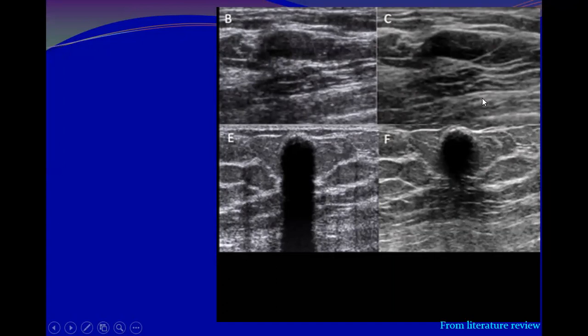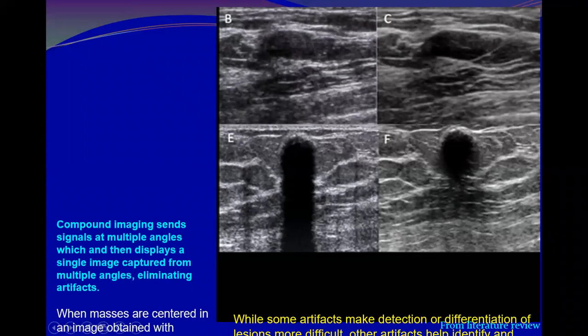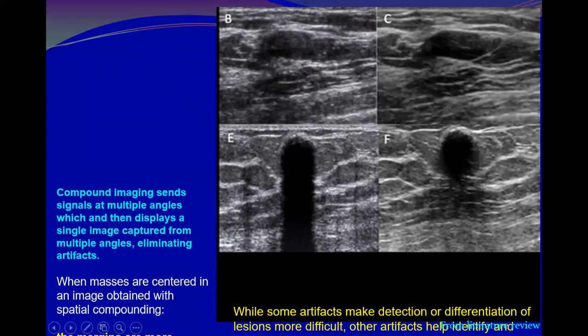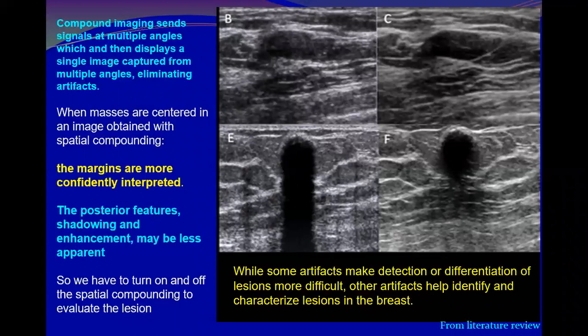So these are with spatial compounding. The margin is confidently interpreted with spatial compounding. However, the posterior feature will be less apparent. So we have to use it, turning it on and off.